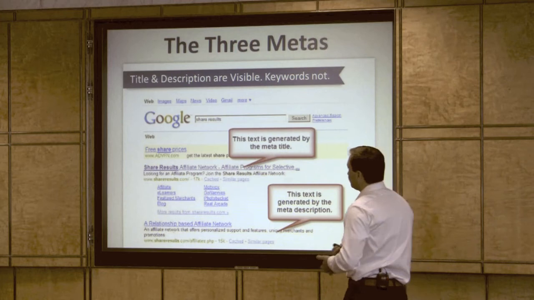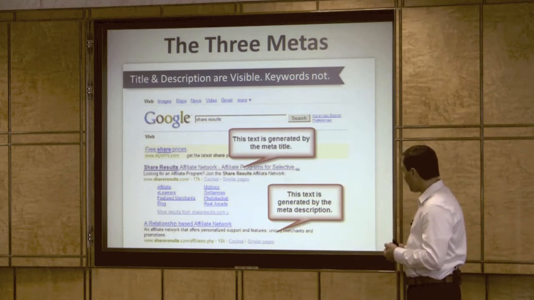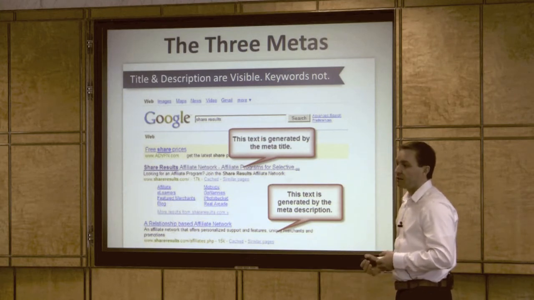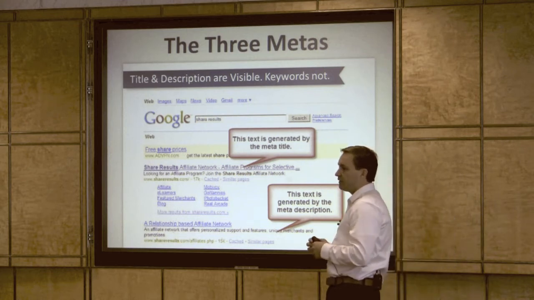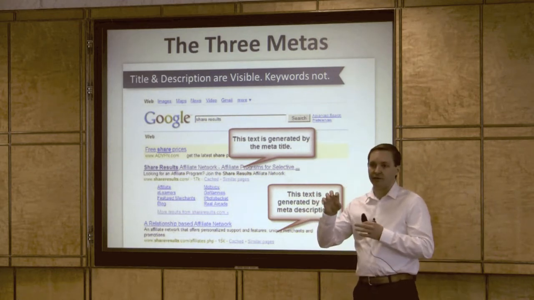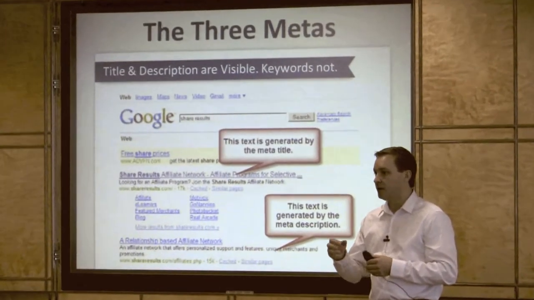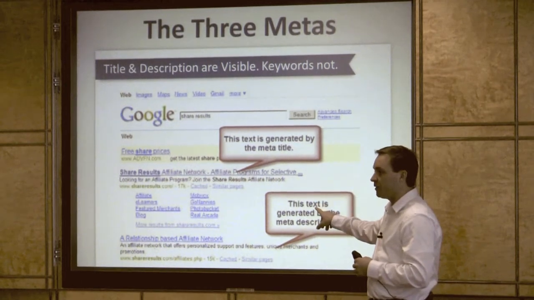So, 3 metas. These are 3 things that are important to understand. Title and description are visible, keywords are not. So you don't need to know how to code, but if you right-click on a website on Firefox, for example, it'll tell you what's called page source. And you can actually go in and just look for meta title, meta description, meta keywords.